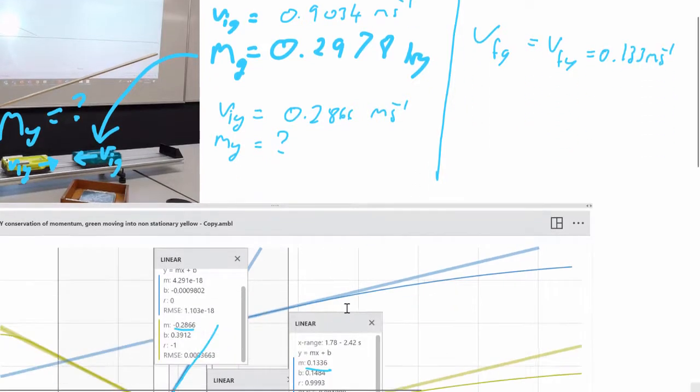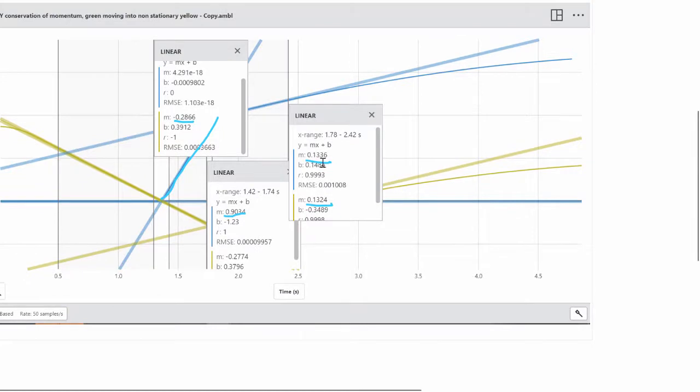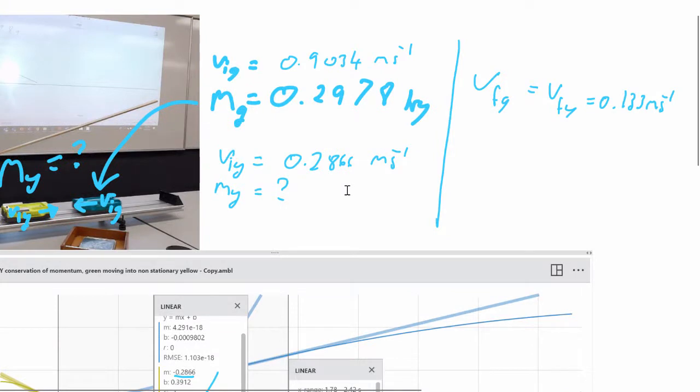They should be measuring the same angle, and if we played it, we probably would. Yeah, it's kind of weird that those speeds aren't the same. Maybe it's a calibration error inside the smart carts. 0.133 meters per second. And so from there, we want to work out what is this unknown.